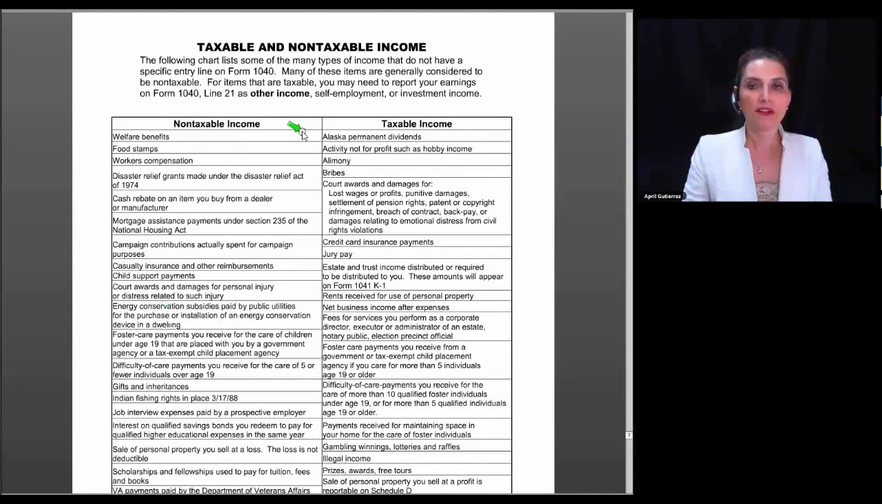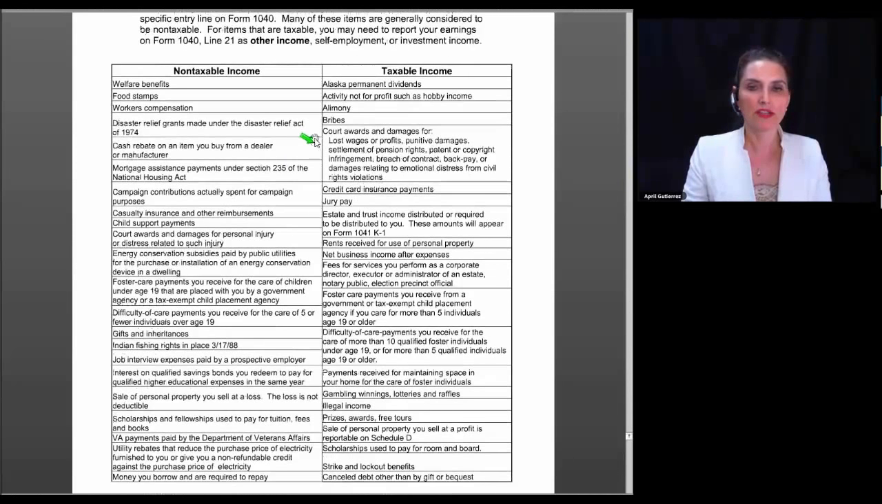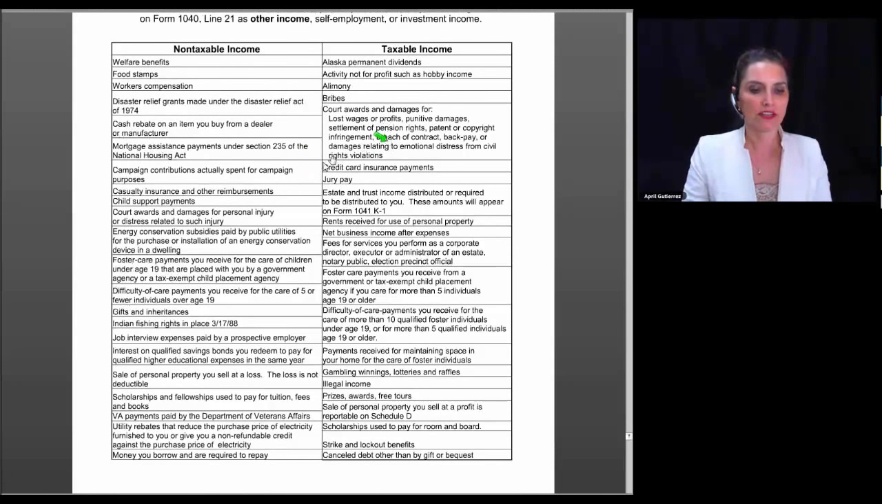But items that are income and are taxable include Alaska permanent fund dividends, activity that is not for profit such as hobby income, alimony, bribes, court awards and damages for things like lost wages or profits, punitive damages, settlement of pension rights, patent or copyright infringement, breach of contract, back pay, or damages relating to emotional distress from civil rights violations. I see these civil rights violations ones come into our office regularly every tax season. We have at least one client that those apply to, and they're desperately hoping they're not taxable, but they are.